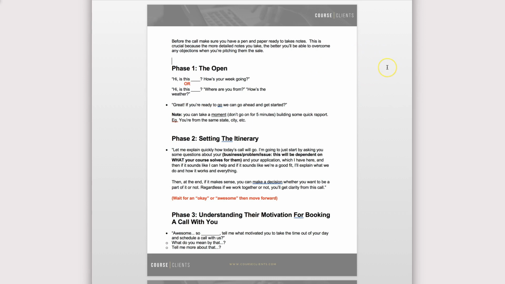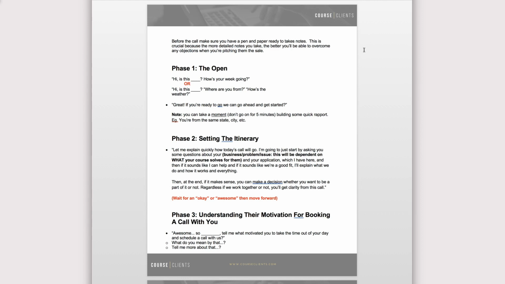So this is not something to just expect to read or watch once and then go on and crush it. Anyway, before the call, make sure you have a pen and paper ready to take notes. This is crucial because the more detailed notes you take, the better you'll be able to overcome any objections when you're pitching them the sale. Now, remember, you're not worried about pitching until you find out the problem. It could be they're absolutely not right for your course. Okay, we turn down people all the time who are just not right for Course Clients.